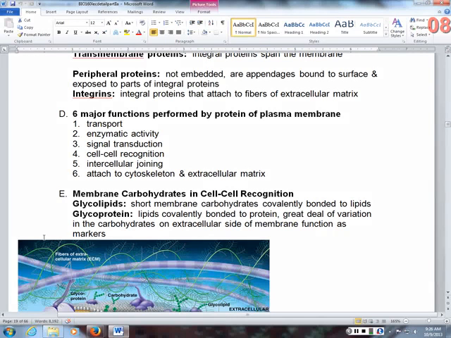This way you can tell when you're with your own kind. When you make new cells, they don't just randomly end up somewhere in your body. When you make new liver cells, they're made in the liver and they stay with the liver. They don't end up going to your lungs. Intercellular joining, so that you can attach to your neighbors. It helps to also attach your cytoskeleton and extracellular matrix.